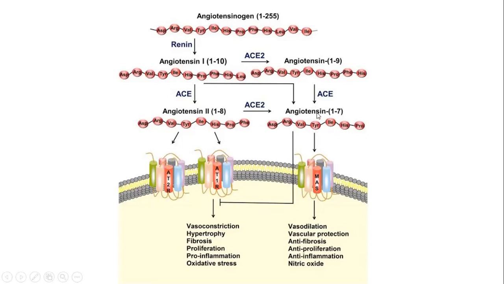Because whenever angiotensin gets converted to the dangerous form, it will be converted to the safe, very beneficial form. Here, the angiotensin with the 7 amino acids will bind to its receptor called MAS, and it will induce beneficial functions of the heart, like increasing vasodilation, decreasing blood pressure, and protecting the vascular system from damage. This is also anti-fibrosis, anti-proliferation, and prevents inflammation. And nitric oxide also helps prevent the increase of cardiovascular disease risks. So it is really important.